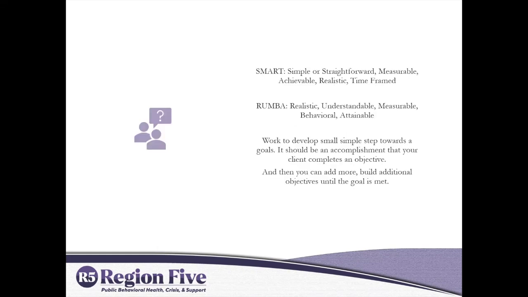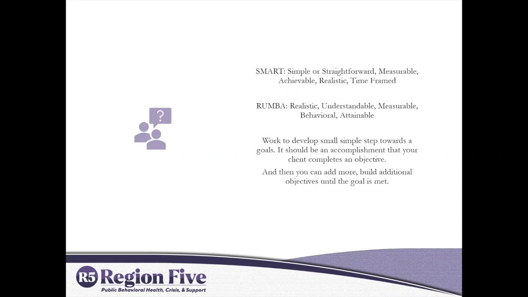Many people write objectives in different ways, and a couple of the best ways to do them are SMART objectives or Roomba. I think Roomba was very funny, so I threw that in there. SMART are those simple or straightforward, measurable, achievable, realistic, time-framed objectives that you want. Or you can use the term Roomba, which would be realistic, understandable, measurable, behavioral, and attainable. Either one of those are great ways of looking at how to build an objective. And it sounds complicated. I promise it's not. We have an example coming up.